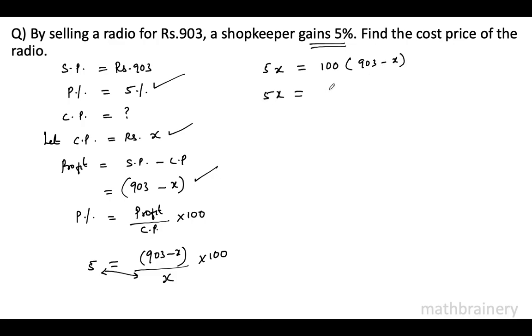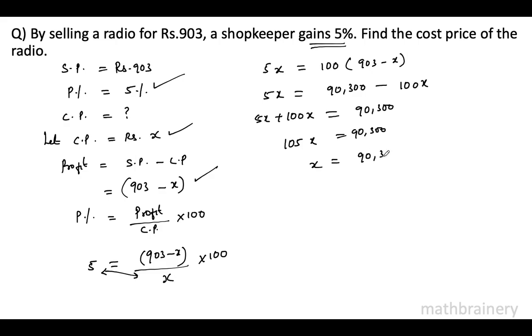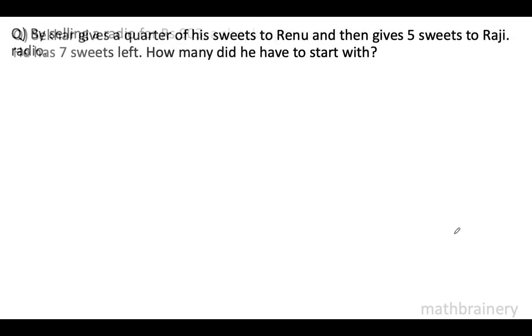That means your 5X is equal to 90,300 minus 100x. Let me now transpose this negative 100x to the left hand side. You get 5x plus 100x is equal to 90,300. 105x is 90,300. So what is x? X must be 90,300 divided by 105, and when you do this division you get the value as 860. So the cost price of this radio is X rupees, that is 860 rupees. Let's look at the next question.